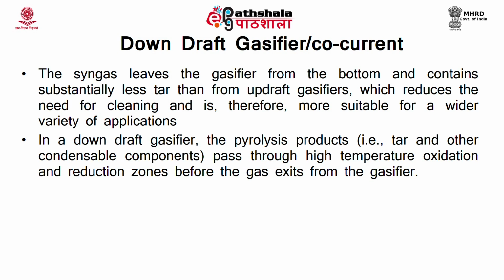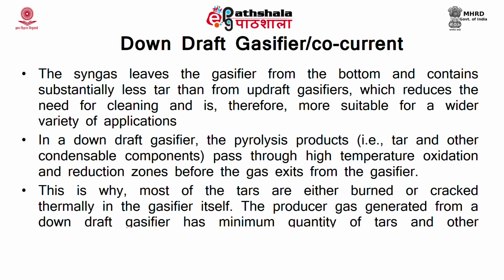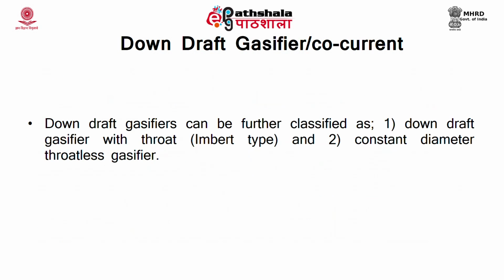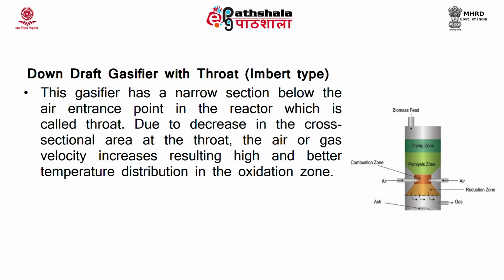In this type of gasifier, the pyrolysis products pass through the high temperature oxidation and reduction zone before the gas exits from the gasifier, in comparison to the updraft gasifier. So, most of the tars are either burnt or cracked thermally in this gasifier, and so it has a minimum quantity of tar and other condensables, and is considered best for engine operation. Further, downdraft gasifiers are classified as downdraft gasifier with throat and without throat, that is the throatless gasifier. The downdraft gasifier with throat is also known as the invert type gasifier.